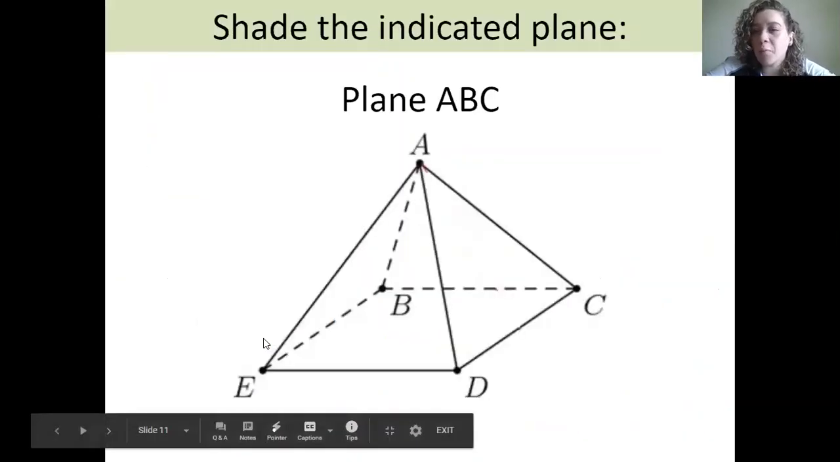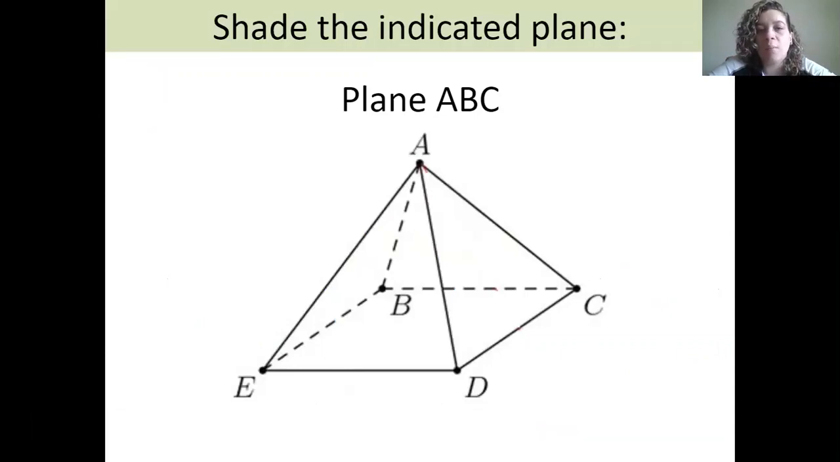So we have some practice questions. Here we have a triangle. So we want to shade the indicated plane. It says plane ABC. So first I'm going to find the points A, B, and C. So A, B, and C. So that means that this plane over here, the face of the triangle, right, is right there. So that is the plane ABC.